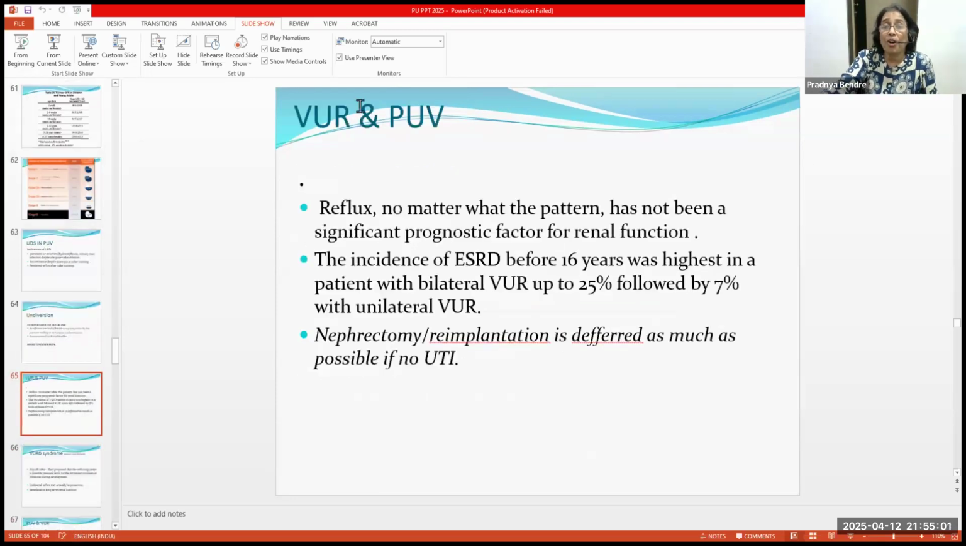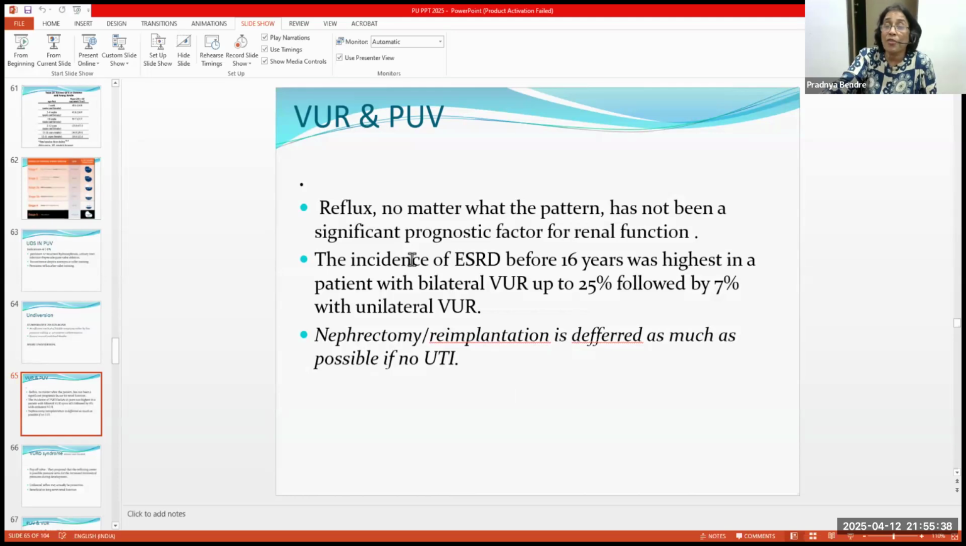Now, another topic of discussion and lots of debate is VUR and posterior urethral valves. Vesico-ureteric reflux is expected to disappear. It disappears in more than 50% of the patients, if fulguration is adequate and the bladder is stabilized. But there are a few instances, almost 40-50%, where VUR is not disappearing, then what should be done? Whether it is nephrectomy that we have to offer or reimplantation.